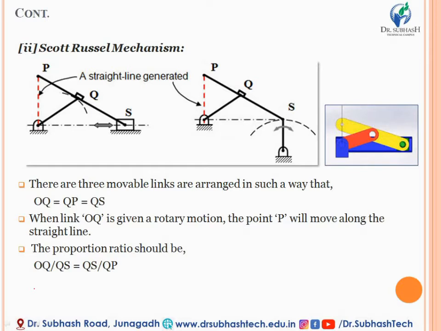If we talk about the dimensions of all three links, then we can say that the dimension of link OQ is equal to the link PQ, and that is equal to QS. That means all three links, OQ, PQ and QS, are always equal. This is the geometric relationship between each and every link.